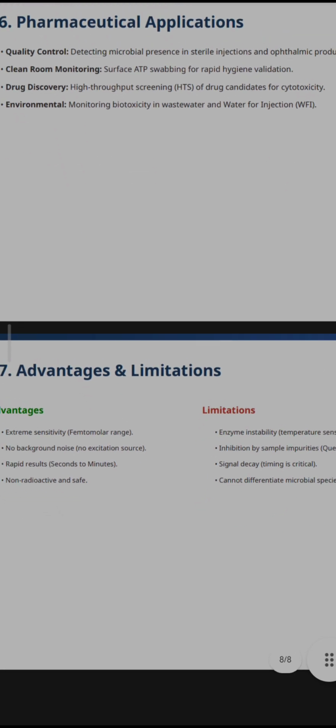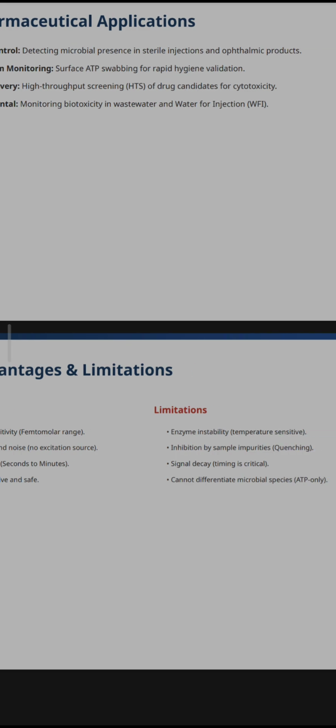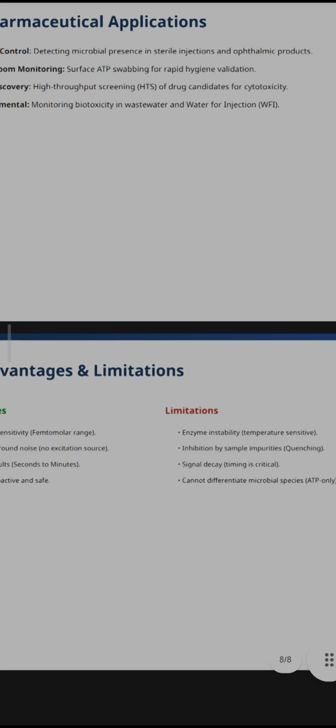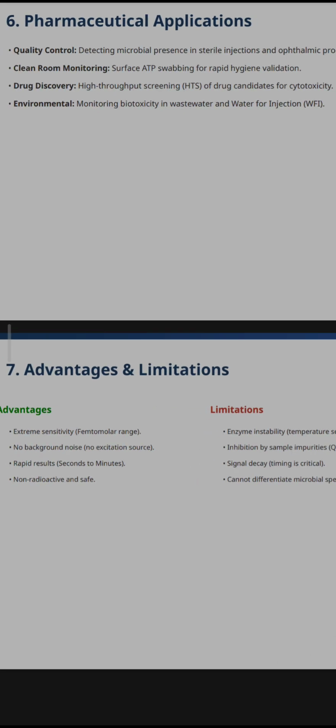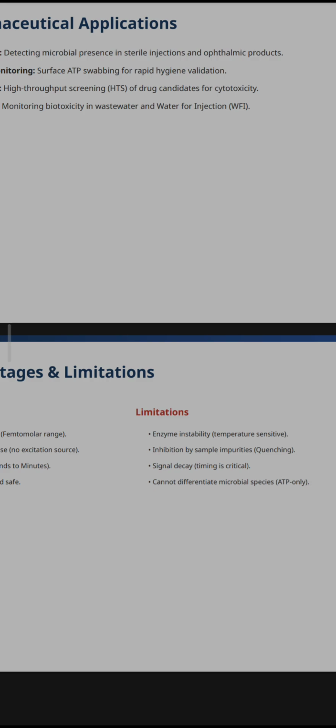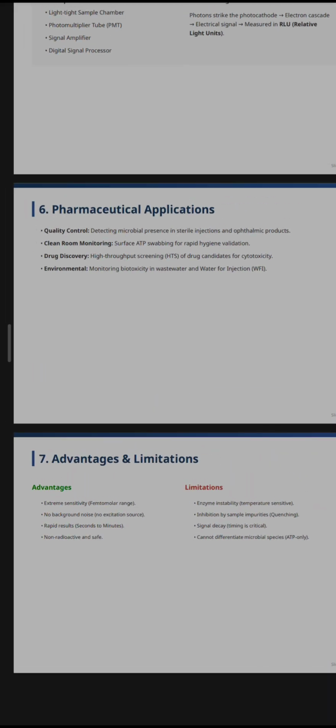And limitations. Luciferase enzymes are unstable due to temperature sensitivity, and are subject to inhibition by sample impurities. If the sample contains any impurities, they can interfere with the results. This is a major drawback of the bioluminescence assay. And signal decay: it produces a result within seconds to minutes, but the emitted photons cannot last more than a few minutes, so the signal decays rapidly. It also cannot differentiate the microbial species.